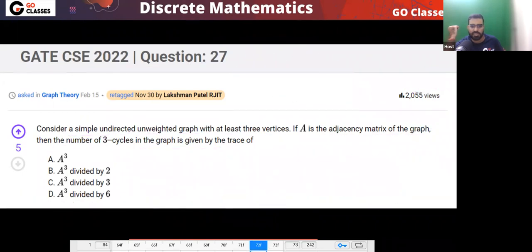Some variations the question can ask you. What is one possible variation? If I remove this and make it a directed graph, let's remove this. So if this is a directed graph, then what is the answer? If you have a directed graph, then the answer will be option C. So in this situation, the answer will be option C.